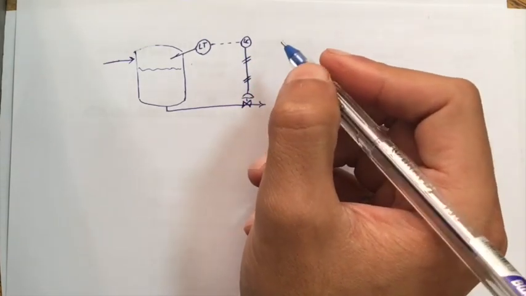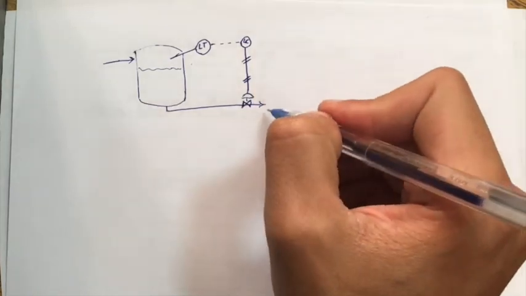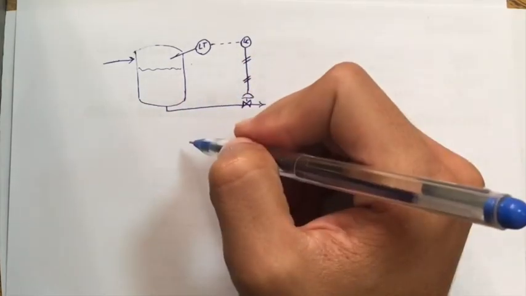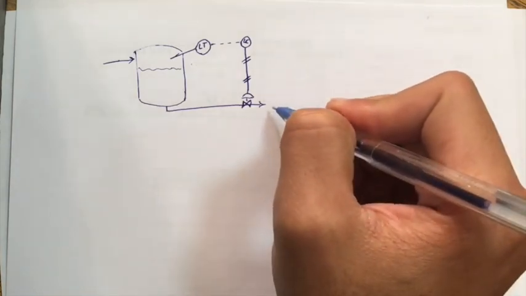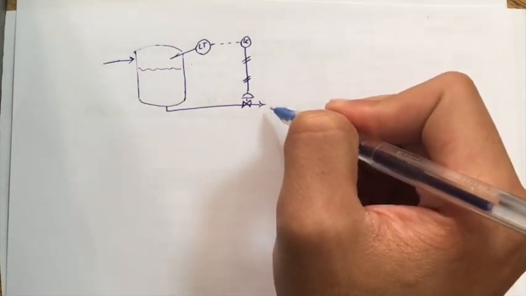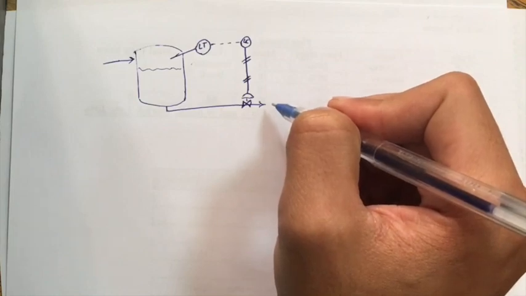Here the controlled variable is the level of the tank. The manipulated variable is the flow rate of the output stream from the tank, and the final control element is the valve.